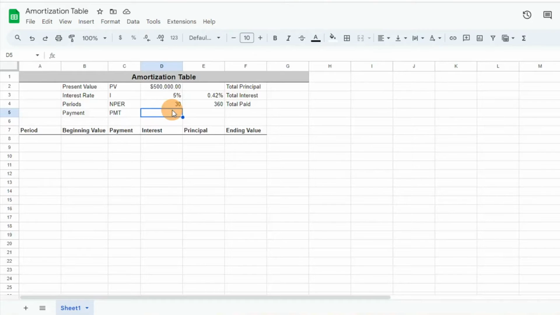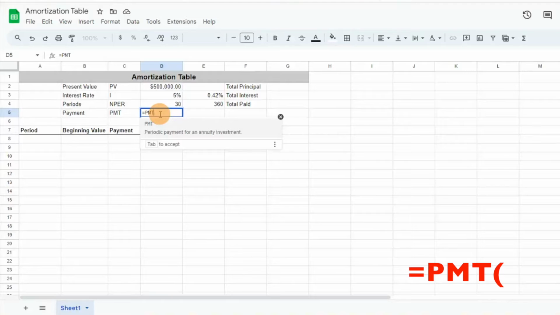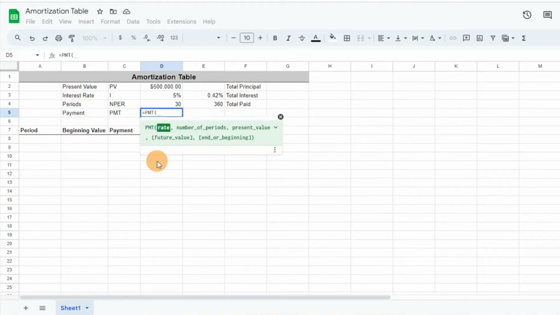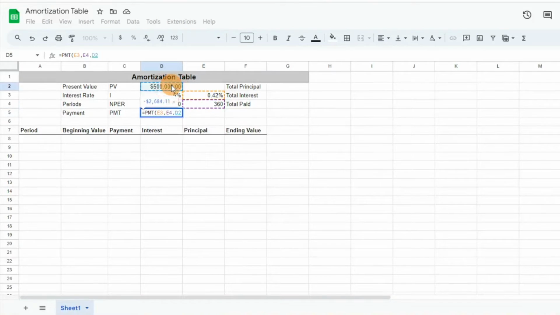And then with our payment amount, this is just a time value of money equation. So we're just going to go ahead and do equals PMT to find our payment. It's just, like it says here, the periodic payment for an annuity investment. So we'll hit tab, and then it's going to ask for certain things that we need. So rate. What was that rate that we were going to use? Our interest rate obviously is that 0.42%. Hit a comma, number of periods is going to be 360 periods over the life of the loan. Present value is going to be that $500,000. Those are the three things that we need to find the payment.